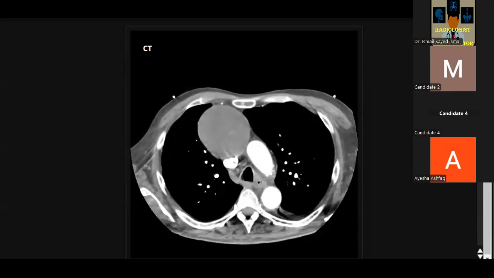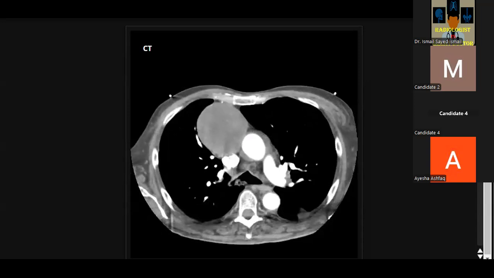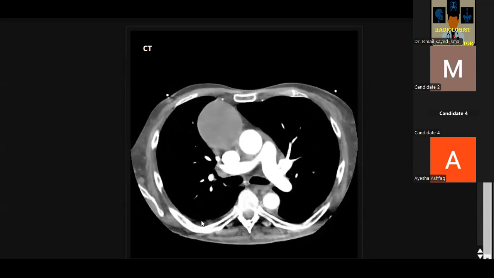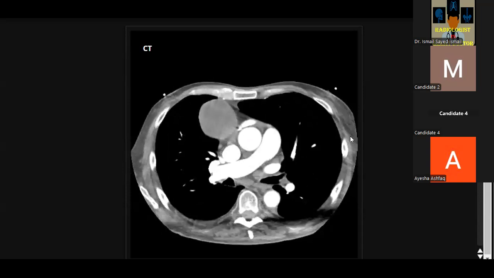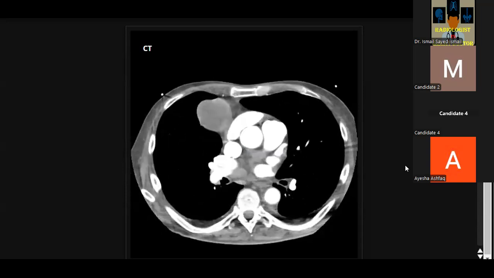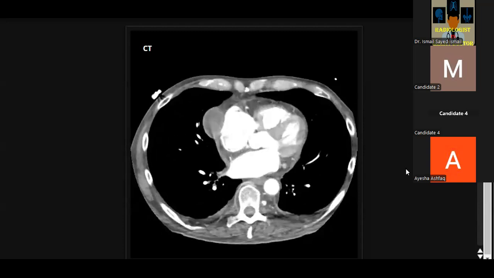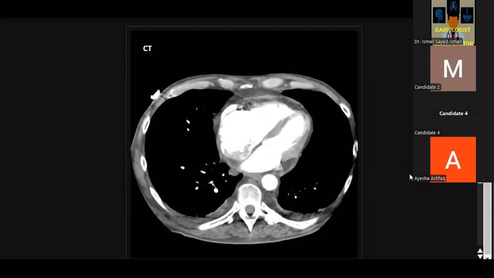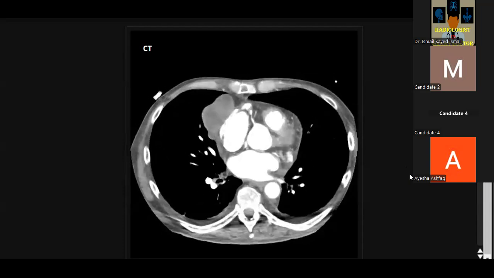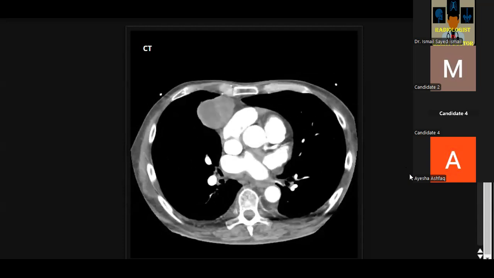It is also abutting the sternum without any definite bony erosion. I can appreciate mild pleural effusion bilaterally. I cannot appreciate any significant abnormal pleural thickening or pleural nodularity. I would like to see the lung window to comment on any possibility of underlying lung metastasis. On the basis of these findings, my differential would include a neoplastic etiology, likely lymphoma. I would like to see the other images of the CT abdomen and pelvis to comment on any further lymphadenopathy, and see the bone window to comment on bone metastasis.